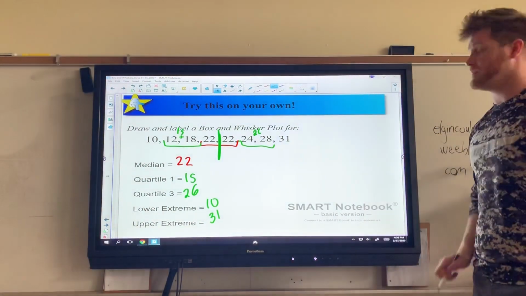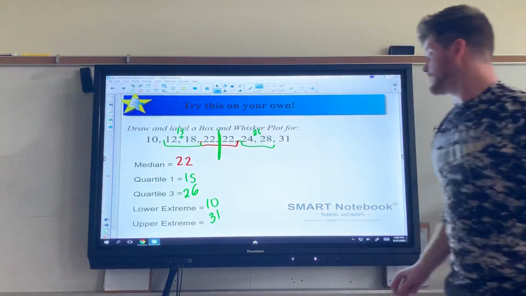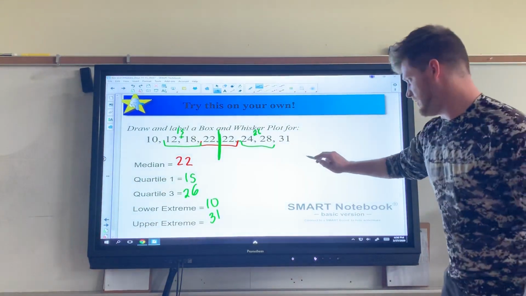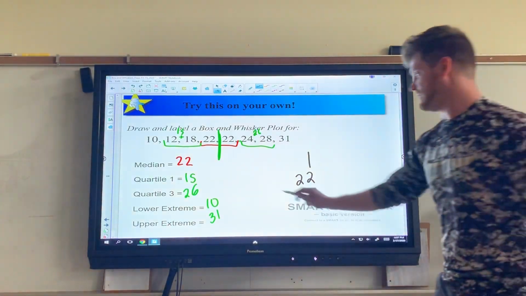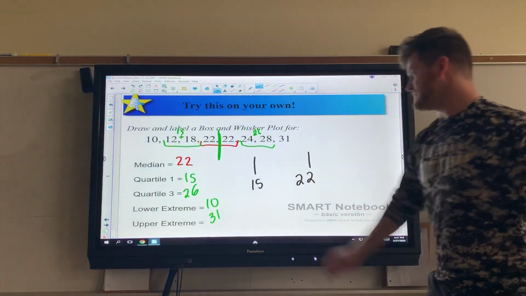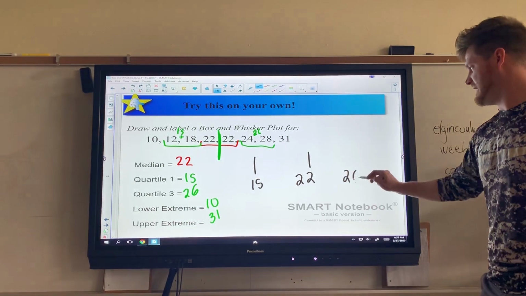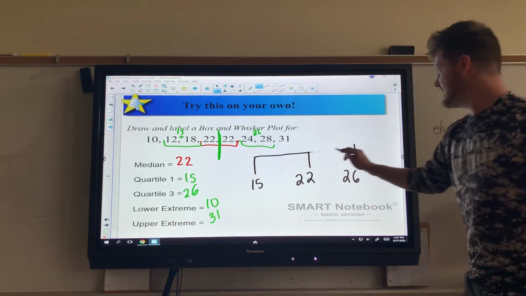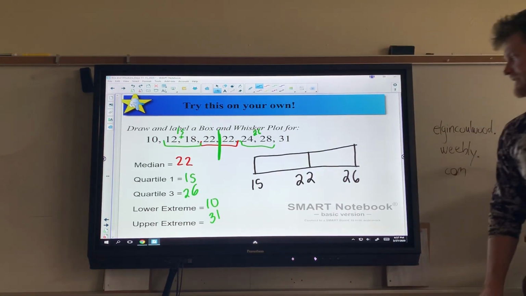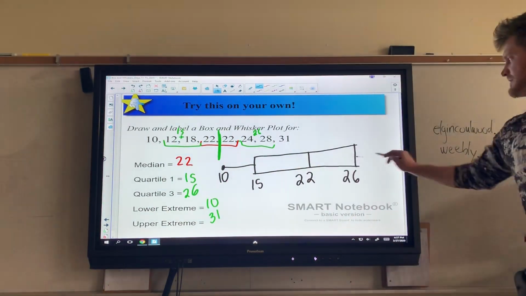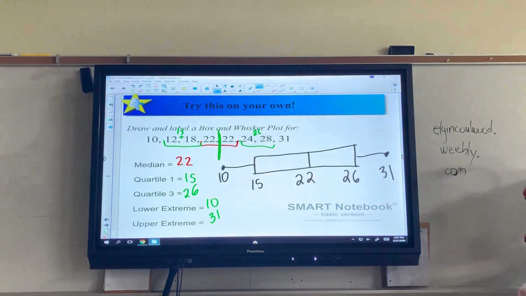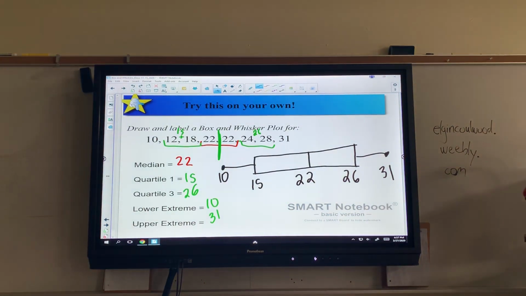Once you have those 5 numbers, you're good to go to create a box and whisker plot. I would start with the median. That's the line going in the box. Quartile 1 is where the box begins. Quartile 3 is where that box ends. That is the box. And then the lower extreme, 10, and the upper extreme, 31. Your box should look pretty similar to that right there.